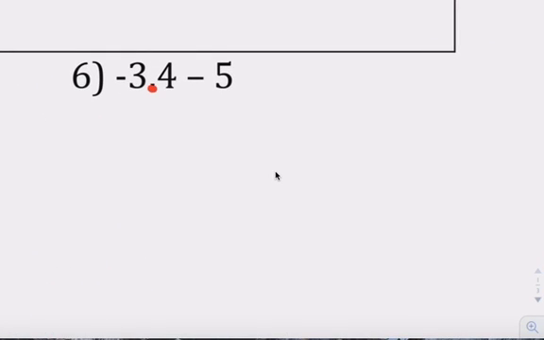Same thing here. This has a decimal, so the decimal goes behind here, and there's one number after. You just put 1 number after, which is a 0. This is the smaller of the two. You put that negative 3.4 at the bottom. Because both are negative, you add them together. Okay?